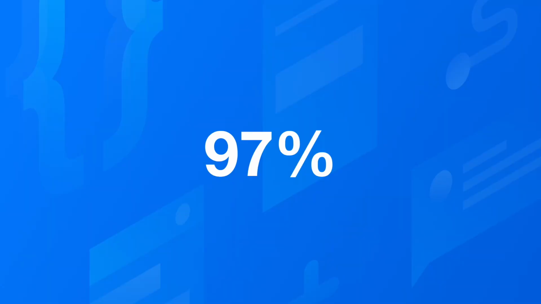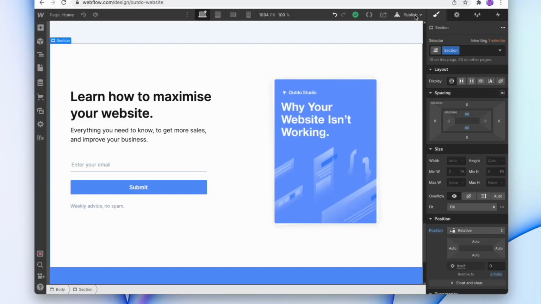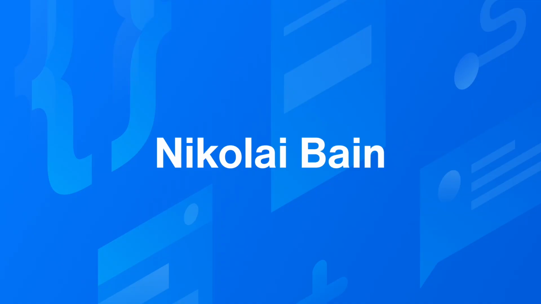So how do we fix this? How do we move these customers, the 97% of customers, through to a sale if they aren't ready to buy? We use a funnel. We take them from being a cold lead, a customer who wasn't ready to buy, and slowly warm them up, move them to the sale. So today we're going to look at what a simple sales funnel looks like and how we can add one to our website in Webflow, so stick around.